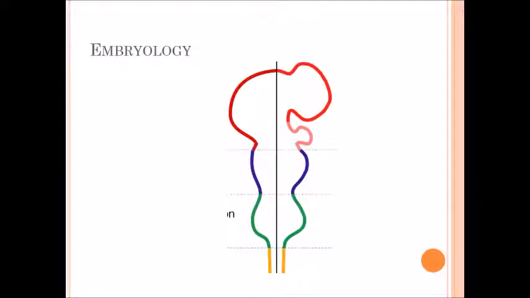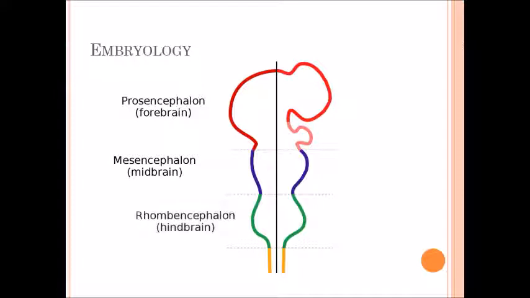During the third week of development, a neural tube is created from the ectoderm, one of the three primary germ layers. The tube forms three main vesicles during the third week of development: the prosencephalon, the mesencephalon, and the rhombencephalon. The prosencephalon gradually divides into the telencephalon and the diencephalon.